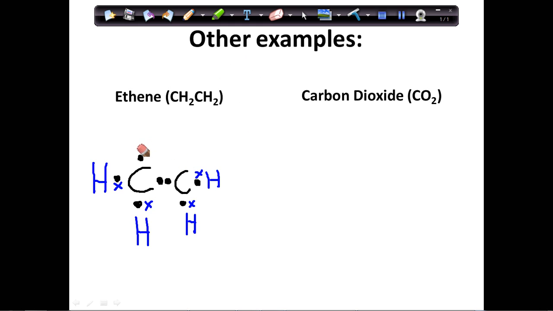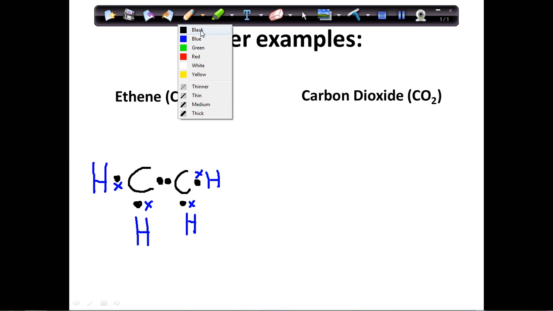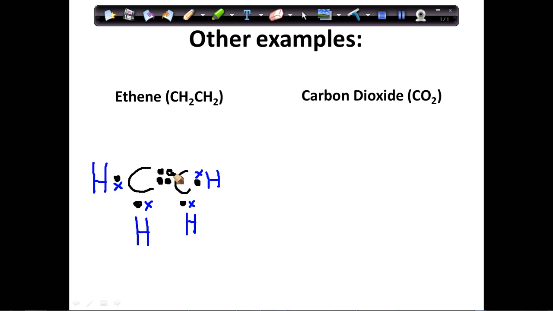So again, if we don't have enough by sharing, just share even more. So those 2 become shared in the middle here, and you can see now each carbon's got 4, 6, 8. The carbons are now happy, so that's how you do that one. Carbon dioxide. Okay, so again, start with carbon in the middle with its 4 valence electrons.